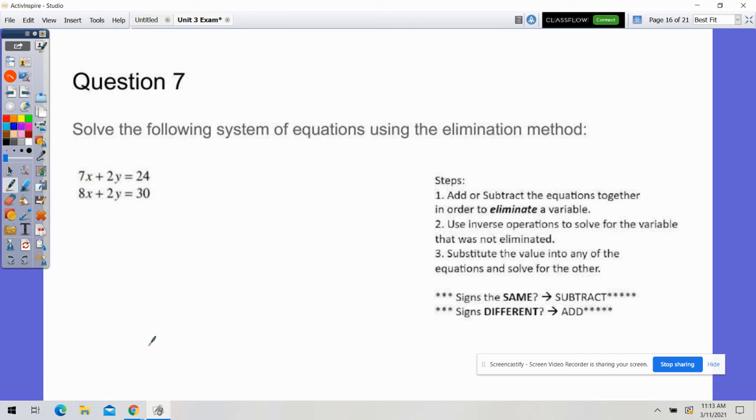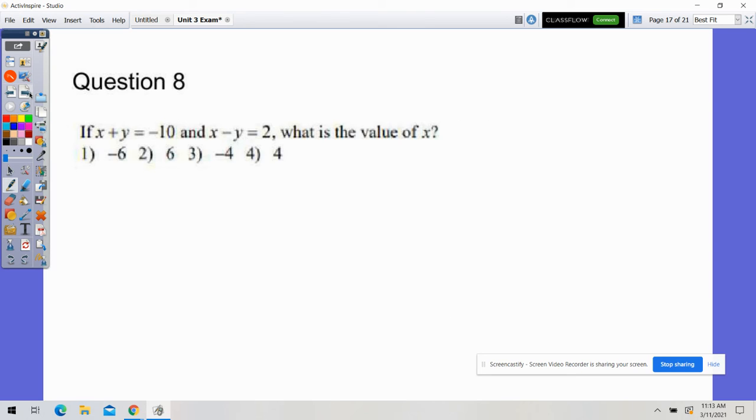Now you're going to try the following system of equations on your own. Okay, so you have 7x plus 2y equals 24, and 8x plus 2y equals 30. Now you're going to do the same for question 8. If x plus y equals -10 and x minus y equals 2, what is the value of x?